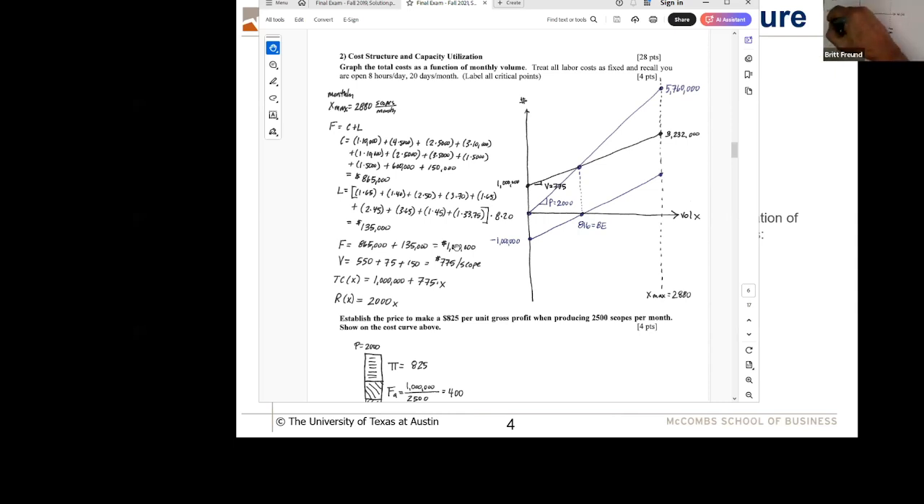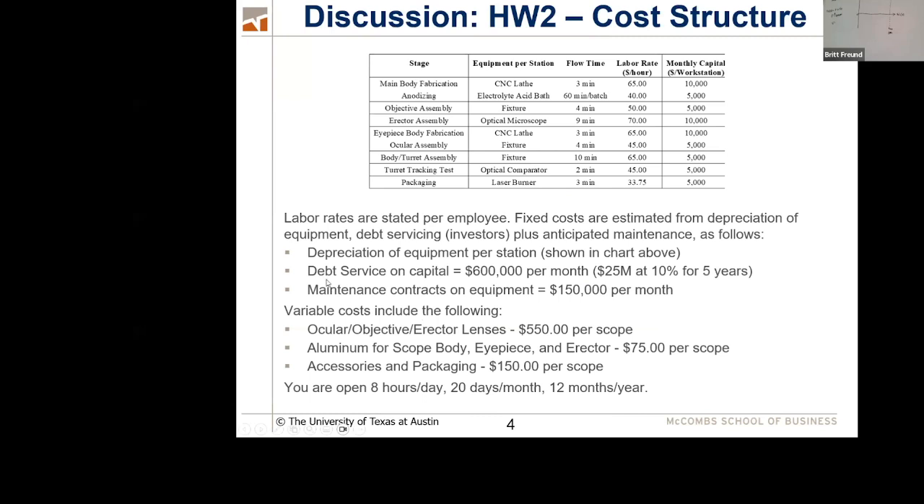Now I need to know my variable cost. And the variable cost is, well, how much extra does it cost me? What's my COGS, cost of goods sold, for each, in this case, scope that I make? So in addition to all these fixed costs, I have to pay for the variable costs. When we look at the problem, I gave you information. I said there are these lenses, whatever they are. These are all real. It's roughly correct if you're interested.